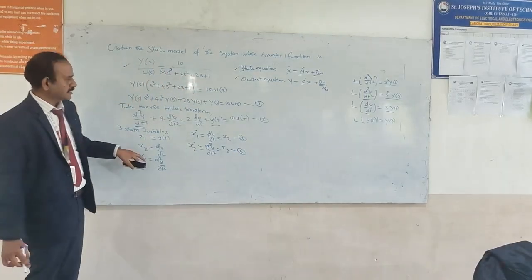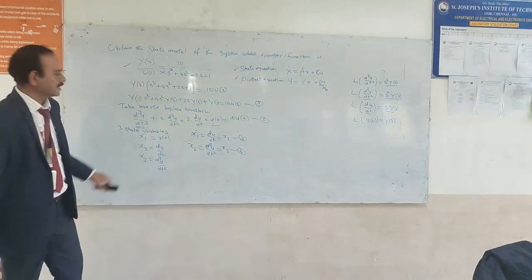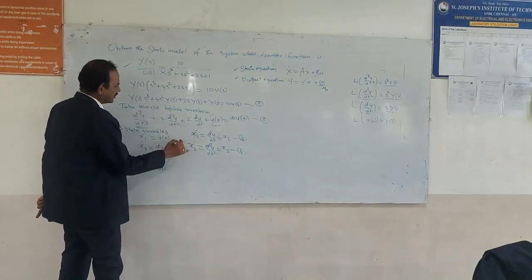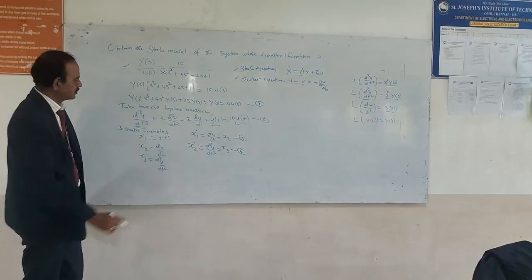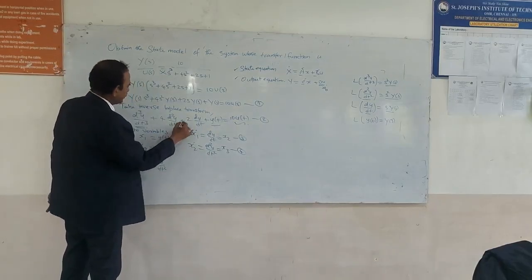Next one, the third derivative of x3. x3 dot we have to represent from equation 2. So the derivative of x2 dot, x3 dot, can be written from equation 2.